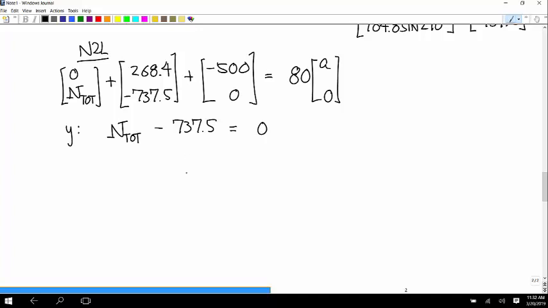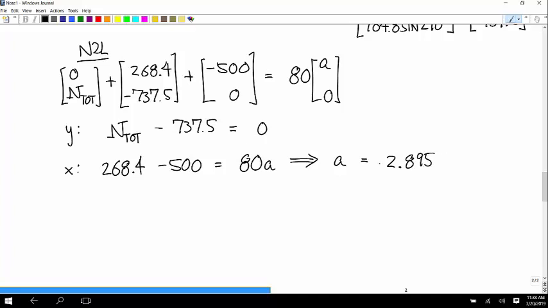Notice, though, that this time it's not equal to the weight. Somebody asked a question about that before. A lot of times we will see it equal to the weight, but there's no rule about that. And then the x equation says 268.4 minus 500 is equal to 80a. And so can someone calculate that a value? 2.895, minus.